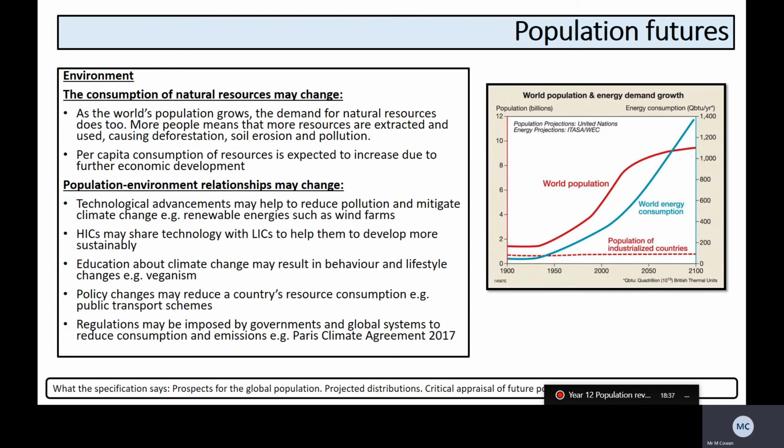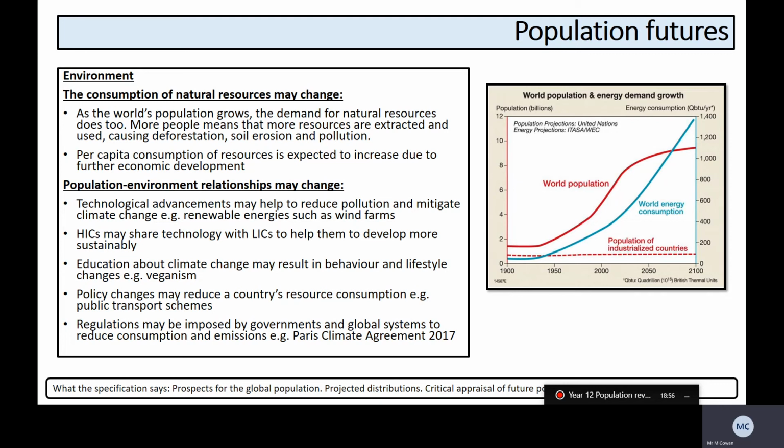So we could have renewable energies increasingly, such as wind farms. You've got, for instance, the wind farms at Thanet on the River Thames, which is the biggest in the world. HICs may share technology with low-income countries to help them to develop more sustainably. That's what we obviously hope.